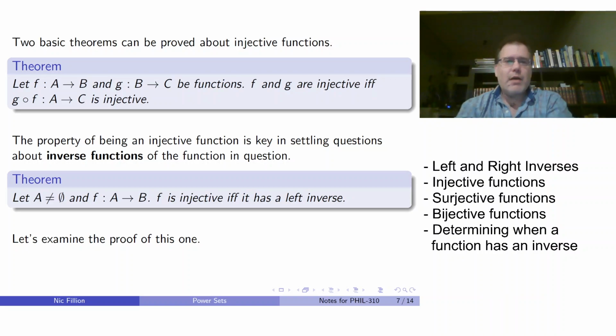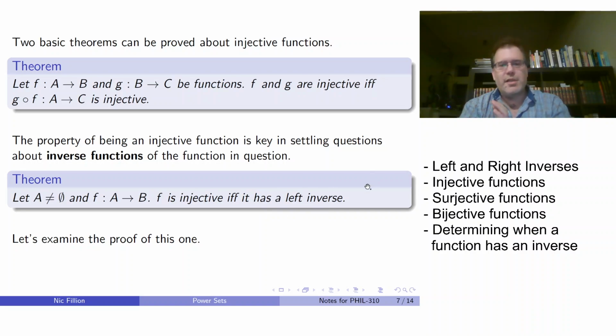And now we're going to assume that we have a function from A to B, but moreover that the domain is not empty. Okay, so there's one exception if the domain is empty. But if the domain is not empty and we have a function from A to B, then we can say that f is injective if and only if it has a left inverse.